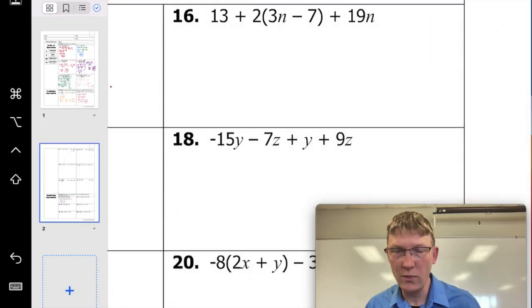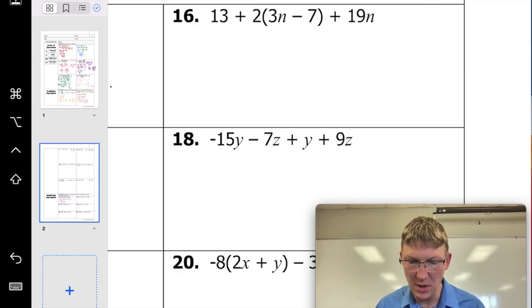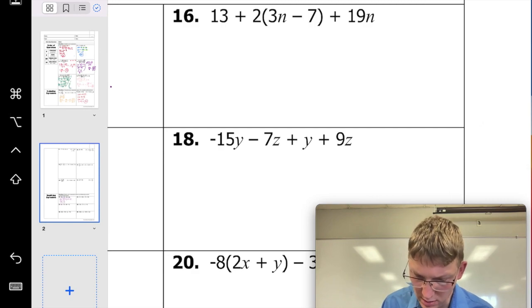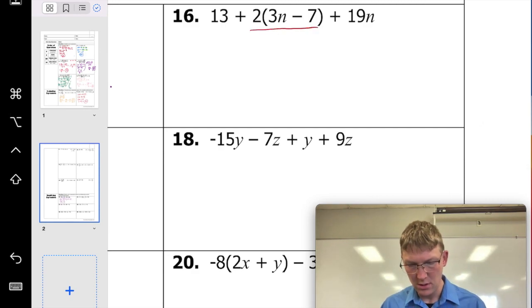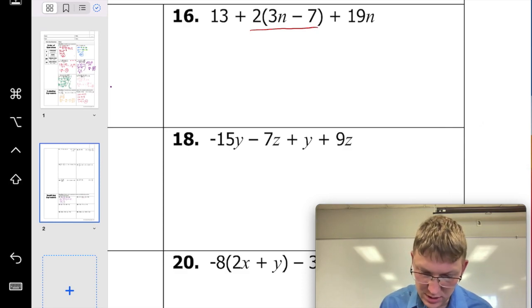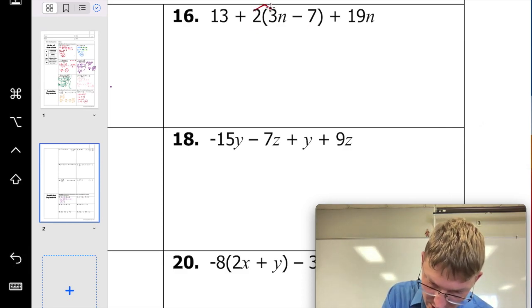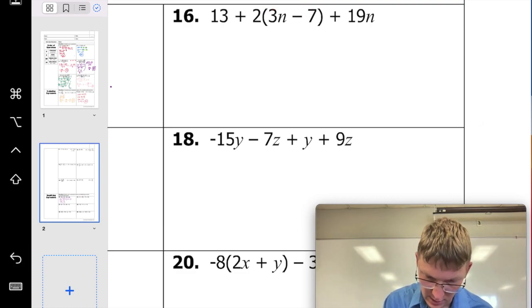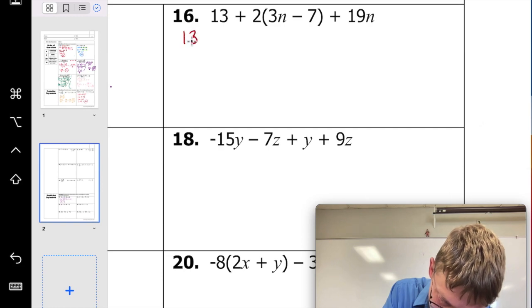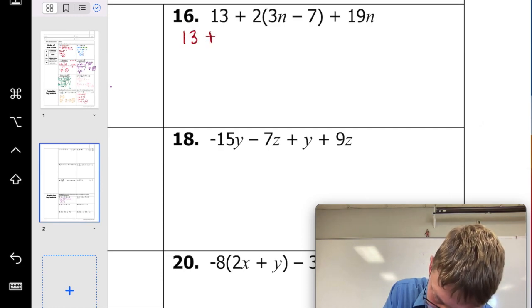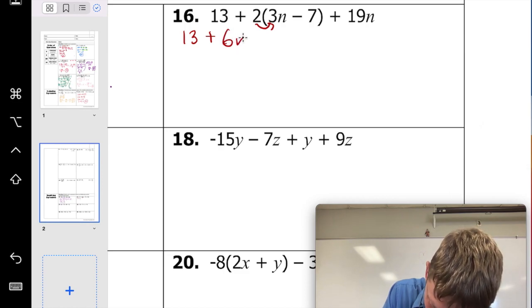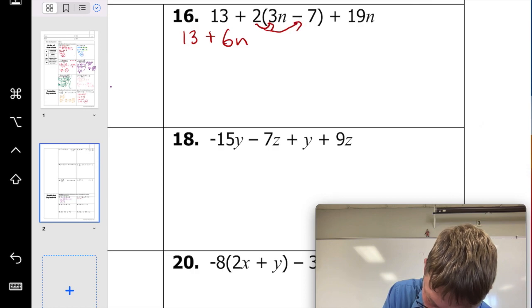So number 16, we've got some parentheses. So this is what I was talking about earlier, the property of distribution. So we need to distribute that 2 to both of those numbers before we move on. So we'll do that. 13 plus, so 2 times 3n is going to be 6n. And then 2 times -7 is going to be minus 14.